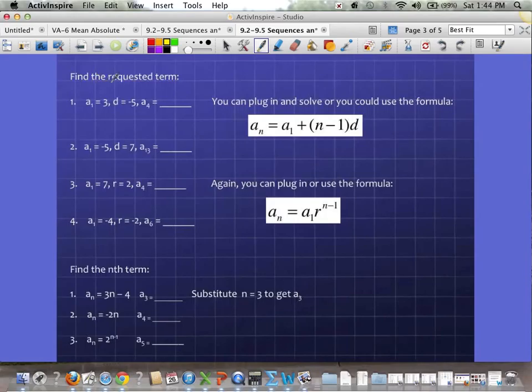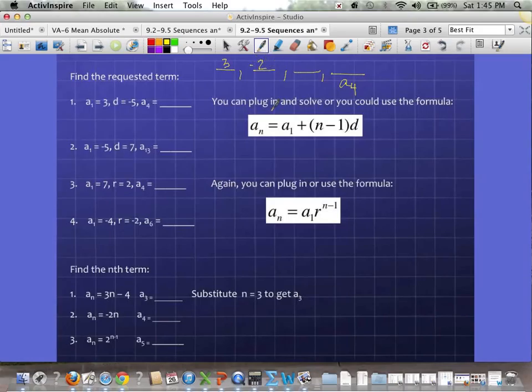Now we want to find the requested term. So they're asking you to find A4, A sub 4, which is the fourth term in the pattern. Okay, you can plug into a formula or you could just actually do it. So if it's 3 plus a negative 5, and that would be the second term. So A1 is going to be 3. We want to know there's 2, 3, and 4. We want to know A4. All right, so if I add a negative 5, so it's 3 plus a negative 5, which will make me have a negative 2.